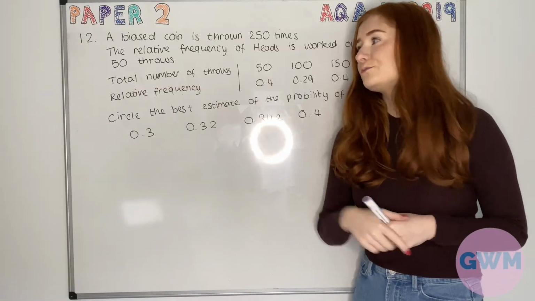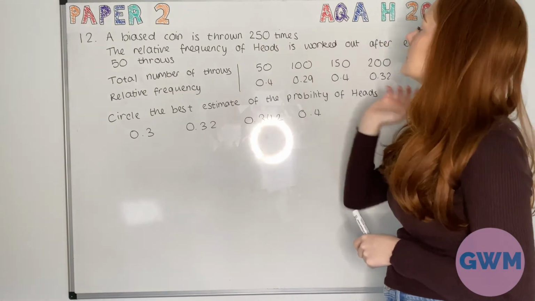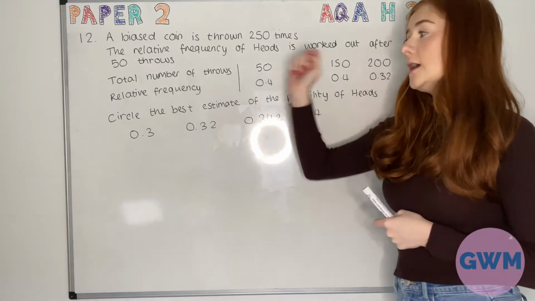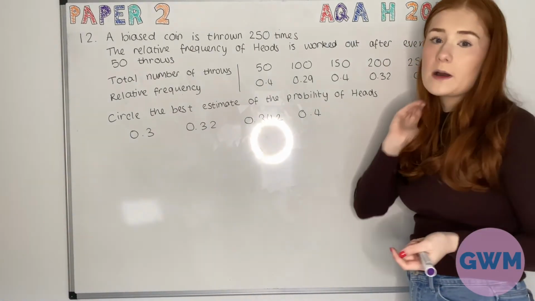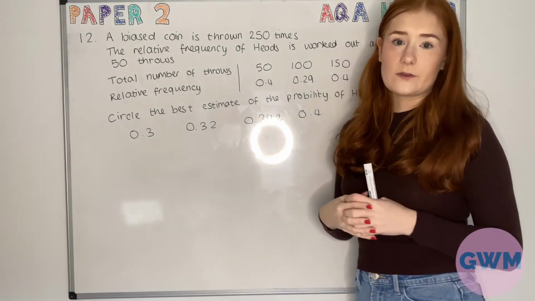Question 12 now. It says that a biased coin is thrown 250 times. The relative frequency of heads is worked out after every 50 throws, and it gives us that information. It wants us to circle the best estimate for the probability of heads. This is a nice 1-marker. It doesn't need us to work anything out, it just checks our understanding of probability.